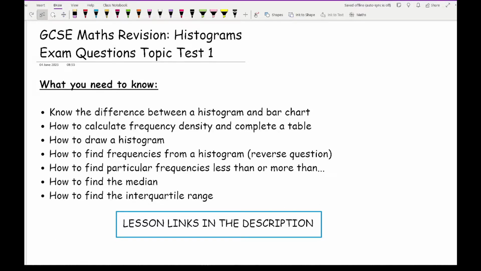Now the first thing is you need to know the difference between a histogram and a bar chart. A histogram is classed as a higher level statistical diagram, whereas a bar chart is pretty basic. You've probably done a bar chart back in primary school. The difference between a histogram and a bar chart is basically the types of data and how to read the chart.